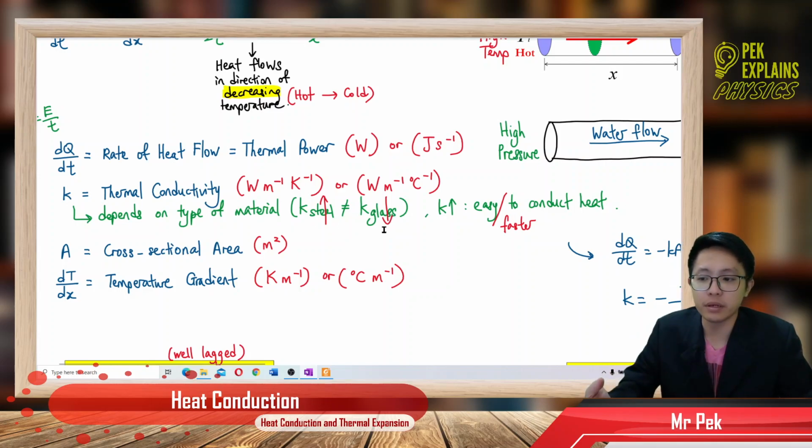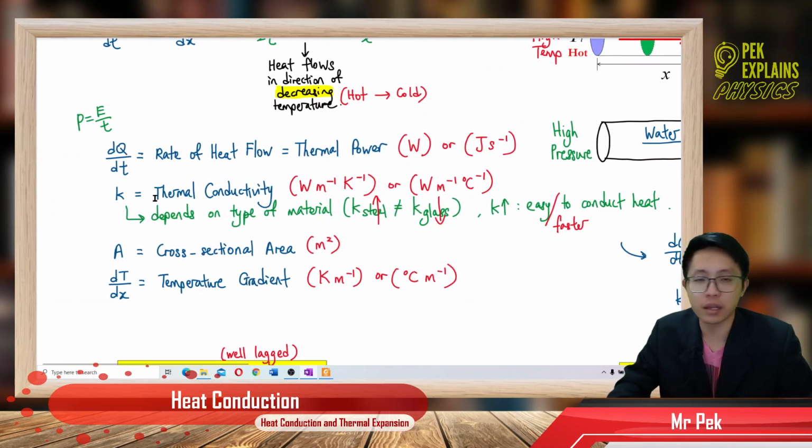So different materials have different thermal conductivity. Thermal conductivity depends on the type of material. Different materials have different values of thermal conductivity. So thermal conductivity refers to the type of material. Different material, different thermal conductivity.